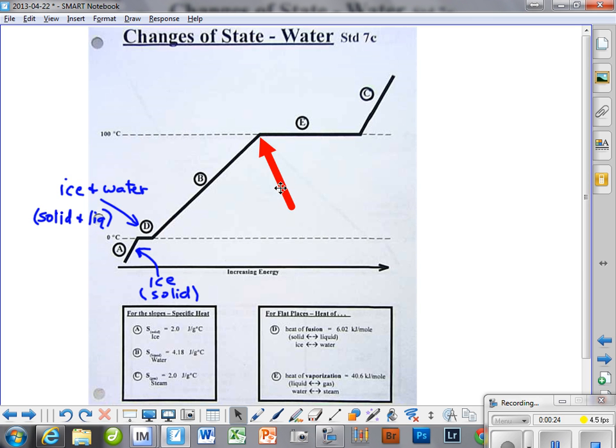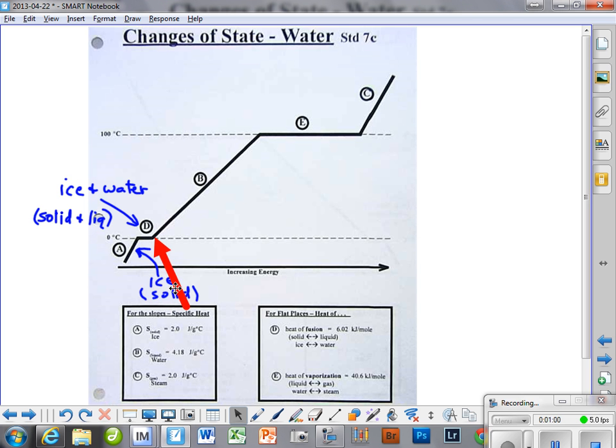And the flat places are where you add energy to water as a solid, liquid, or gas, and the flat places are where we change the state. In this case, letter D, we're changing from a solid to a liquid. Where here, we're changing from the liquid, which is on line B, to gas, which is on line C. As I move across the flatlands, we are getting more water.